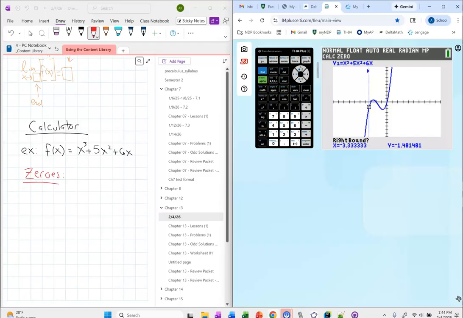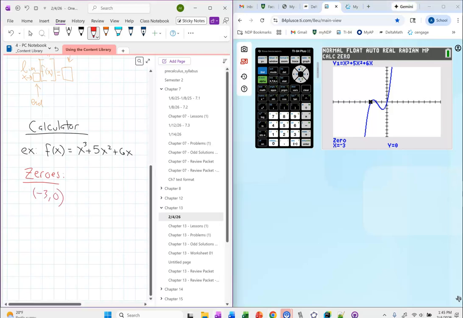Now it's asking me a new question. Look at the bottom. It says right bound. Now I need to move my cursor to the right of that 0, but not past another one. So anywhere in between those two zeros is good. I've passed the 0. I can tell because my y-coordinate is positive. Anywhere in between this 0 and the next one will be fine. I'm just going to press enter here. And then it asks for a guess. It doesn't matter, so just press enter where you're at. So there's my first 0. Tells me -3, 0.